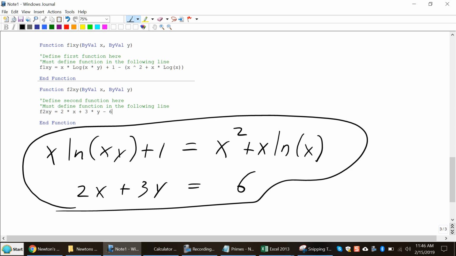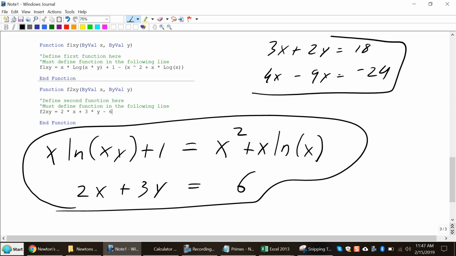So have you ever seen anything like this? Never have. The things you've worked with are probably something like 3x plus 2y is equal to 18, 4x minus 9y is equal to negative 24, right? That's probably the extent of simultaneous equations you've worked with. What do you do when you have nonlinear simultaneous equations?